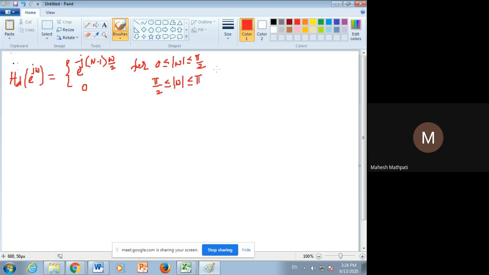For capital N equals 7, use frequency sampling approach. Understood? Have you noted the question correctly?